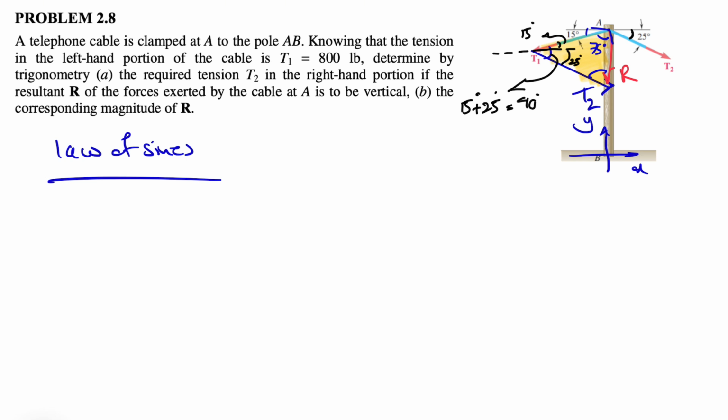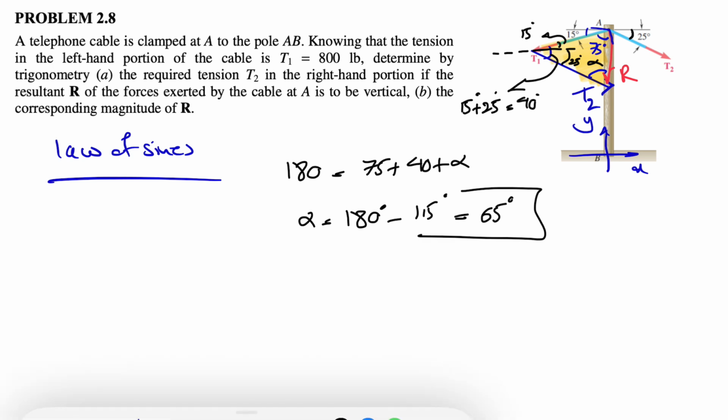Now we know the sum of all angles in a triangle is 180, and basically we found two of them. We can find the last one, alpha. So basically 75 plus 40 plus alpha has to be 180. So if we want to find alpha, we have 180 minus 75 plus 40, which is 115. So the alpha would be 65 degrees. Now we are good to go to use the law of sines.